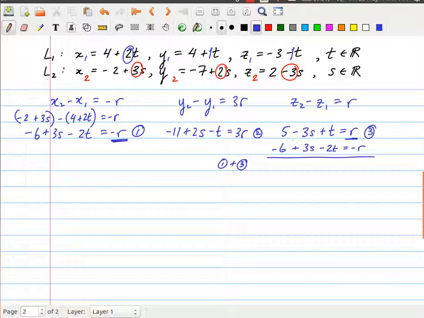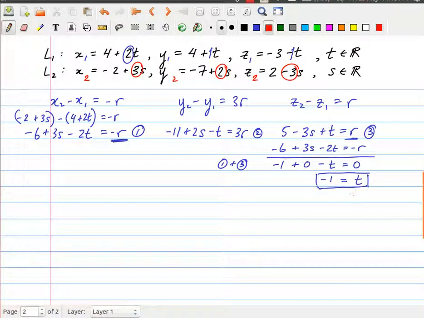So 5 minus 6 is negative 1. Negative 3s plus 3s is just 0. Positive t minus 2t is minus t, and I have r minus r, that's equal to 0. And so I take my t over to the other side, and that leaves me a minus 1. So I have my first result here, t is equal to negative 1. Now I can take that t equals negative 1 and I can sub it into either equation. So I'll switch colors here as we move to the next step in solving.